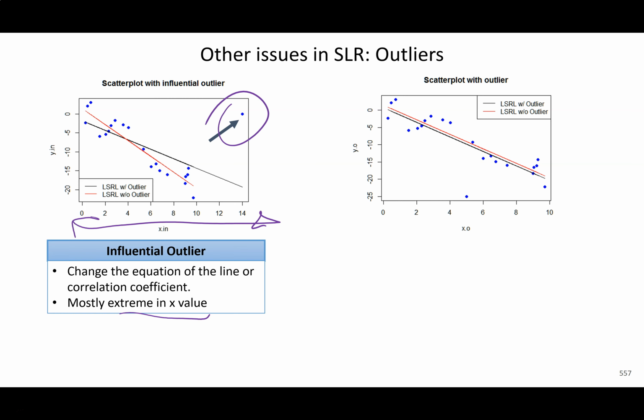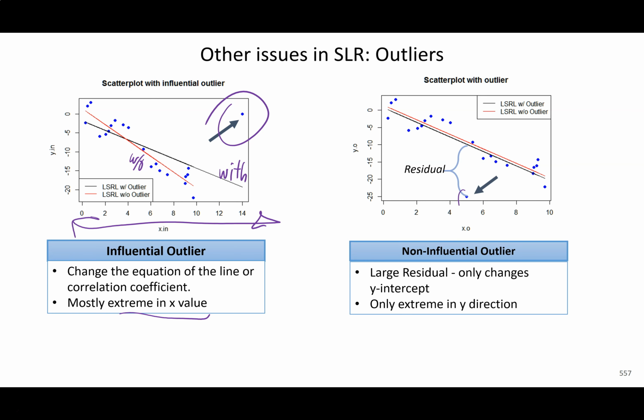So the idea is if I remove that point, so this black line is with, this red line is without, it would change the line. If I removed it, the line would move. Versus a non-influential outlier, when I remove this point, it barely shifts this line. So it doesn't really change a whole lot. Most of the time, it's extreme in the y values, but not in the x values. So it would be somewhere kind of close to the center, and it might be extreme high or low. But if it's extreme in the x as well, it's more likely to be influential.